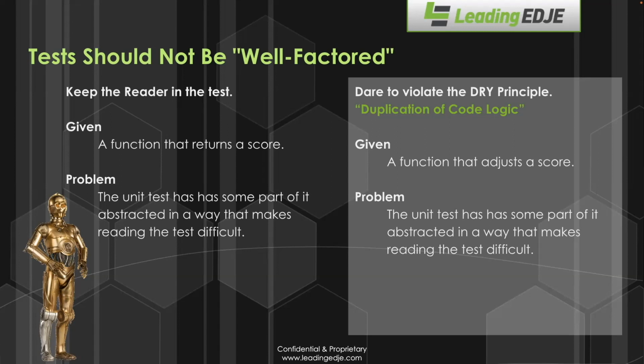If we have a function that returns a score, the problem can often be that we abstract away some portion of that unit test in a way that makes reading the test difficult. The second portion here is we want to dare to violate the DRY principle. We want to duplicate logic. That same function that returns a score, if we've abstracted some part of it away, it becomes hard to read. At its simplest, if you've got something significantly lower down in your code that references something hundreds of lines above it, thousands of lines above it in the test suite, you're bouncing all over the place to figure out how that code works.